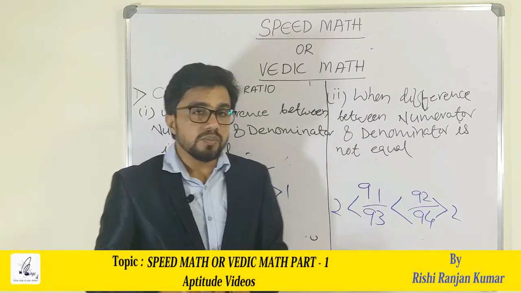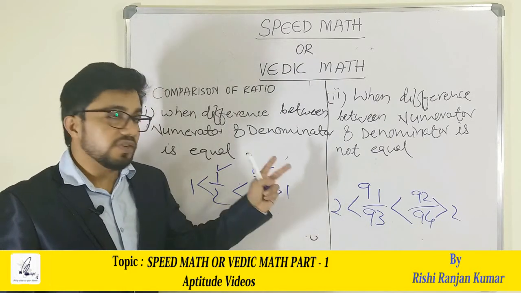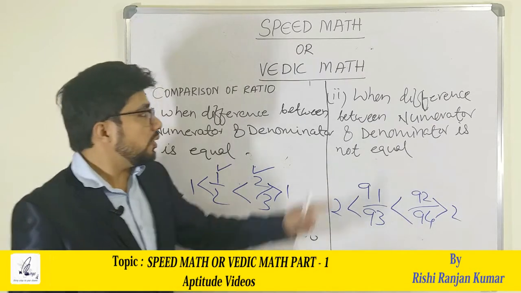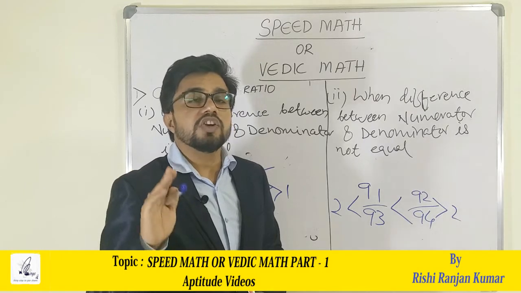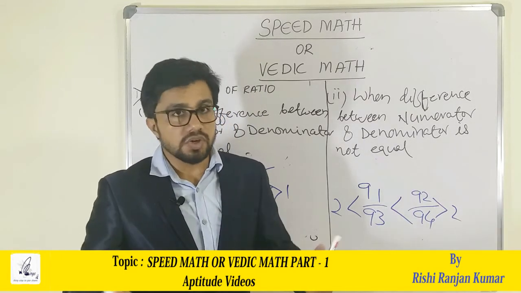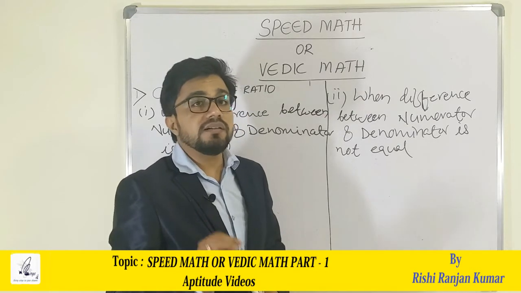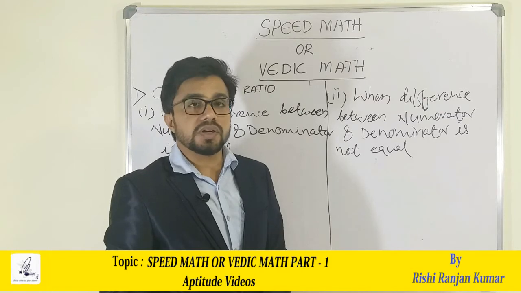So you can see now, by using this shortcut, within 5 seconds, we can get the answer, which ratio is bigger, which ratio is smaller. Let's go on to the second case, which is when the difference between numerator and denominator is not equal.